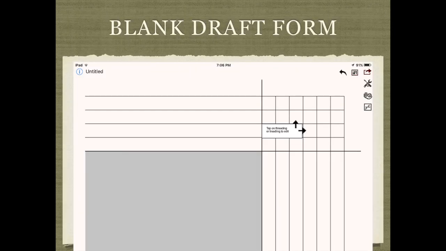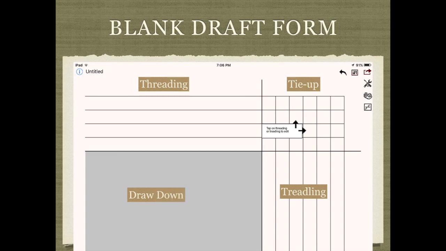Here's a blank weaving draft. It has 4 sections. Across the top are horizontal lines. This is for the threading. Down the side are vertical lines. This is for the treadling. In the corner, they connect in a box. This is called the tie-up. And the gray area is considered the drawdown, and that's where the pattern will appear.